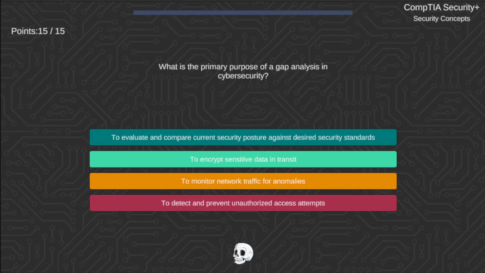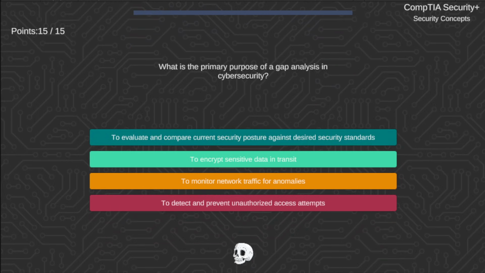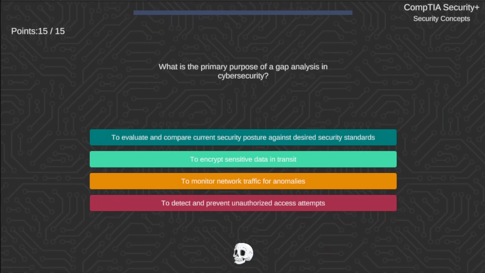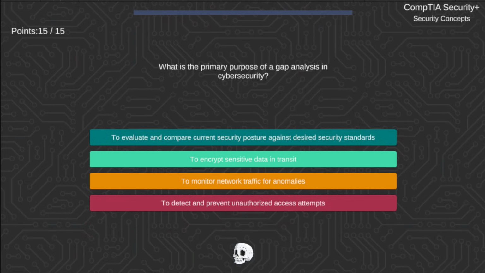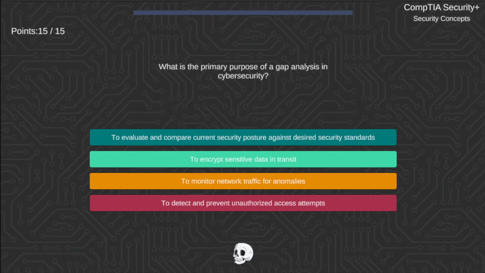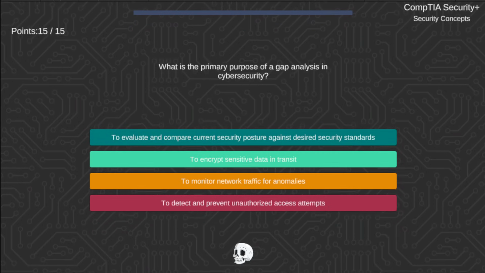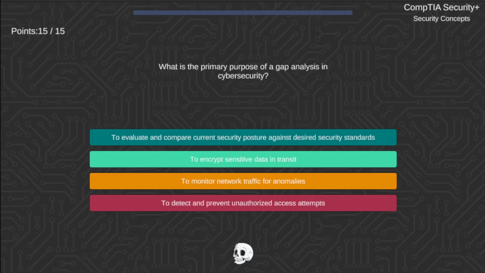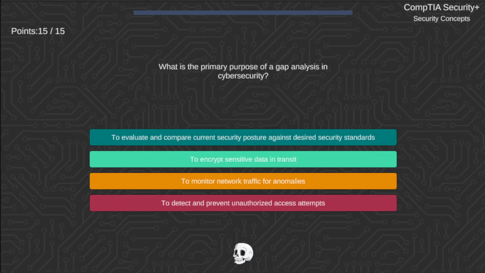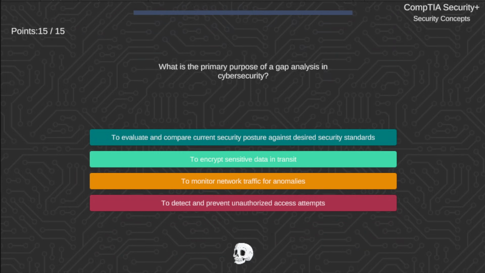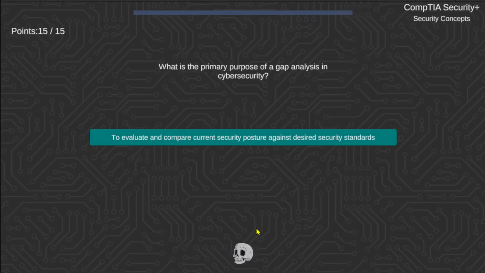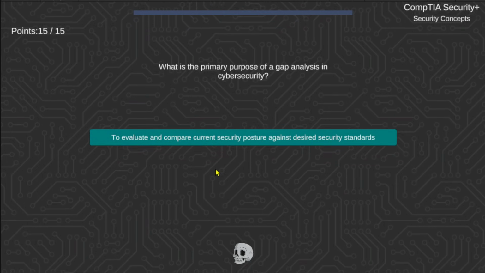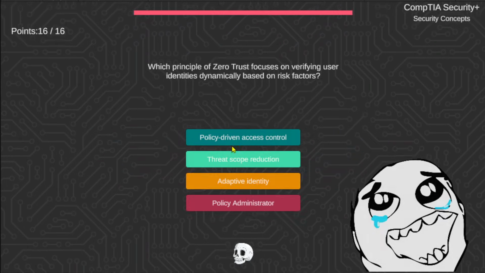What is the primary purpose of gap analysis in cybersecurity? To evaluate and compare current security posture against desired security standards, to encrypt sensitive data in transit, to monitor network traffic for anomalies, or to detect and prevent unauthorized access attempts? Correct answer of gap analysis in cybersecurity is to evaluate and compare current security posture against the desired security standards.